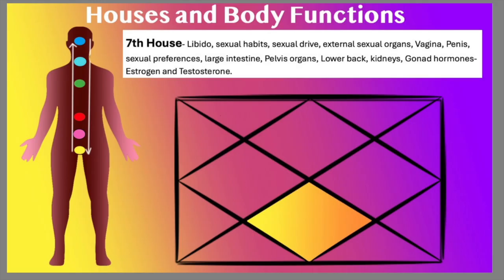The seventh house now, which is responsible for your sexual function, your libido, your sexual habits, your sexual drive, your external sexual organs like the vagina, like the penis, like the sexual preferences. Also, we are talking everything between the pink dot there and the yellow dot. So we are talking going towards the root chakra now. So sexual preferences, large intestine, the pelvis organs, the lower back, the kidneys, the gonad hormones, estrogen and testosterone. So that's the responsible area.